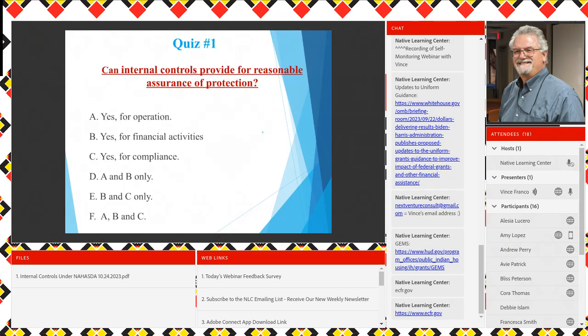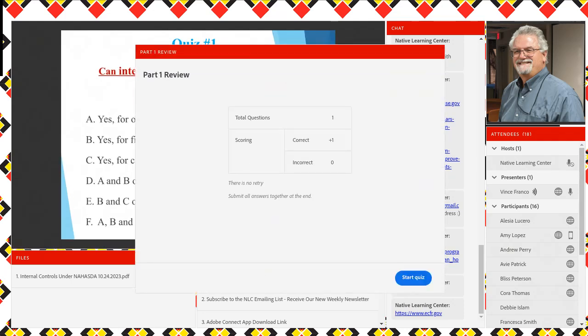The details. Quiz 1. Can internal controls provide reasonable assurance for protection? Answer: A, yes, for operation. B, yes, for financial activities. C, yes, for compliance. D, A and B only. E, B and C only, or F, A, B, and C. What are your thoughts on that? Give me your best educated guess. Oh, there it is. Brooke has put it up as a quiz poll. Give me your best shot at this.